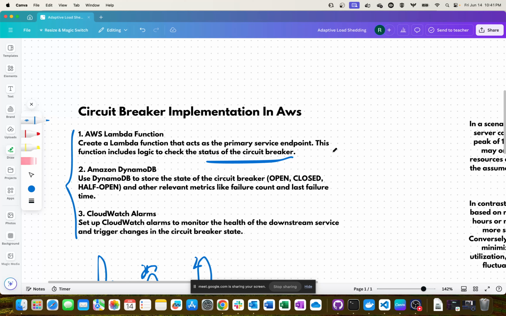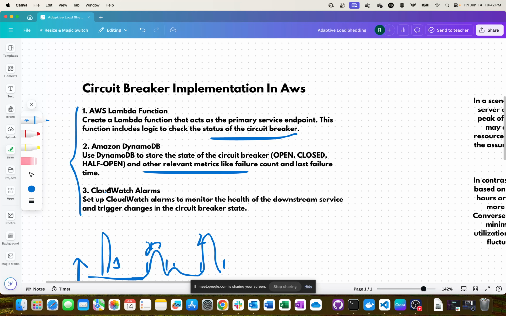So there is a simple lambda function that will just check the status of the circuit breaker. You have a DynamoDB or any table where just the switch is maintained, that is, is the circuit breaker open, is it closed or what. And then you have CloudWatch alarms to monitor the health of the downstream service and trigger changes if the circuit breaker state changes. Let's just say the system is overloaded right now, the CPU is shooting up over 70%. Your CloudWatch alarm is going to trigger this lambda function, which is going to change the DynamoDB to closed. Now every time a request comes, this lambda function is the primary source of contact. This lambda function will see that the circuit is closed right now, so it's going to deny the request from the lambda function itself. It does not hit the service.